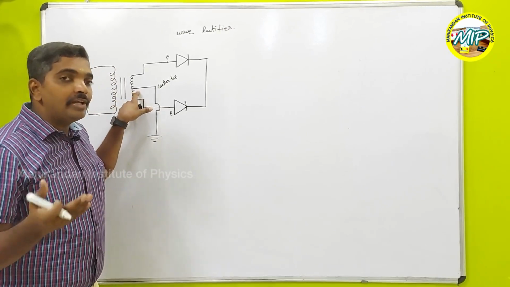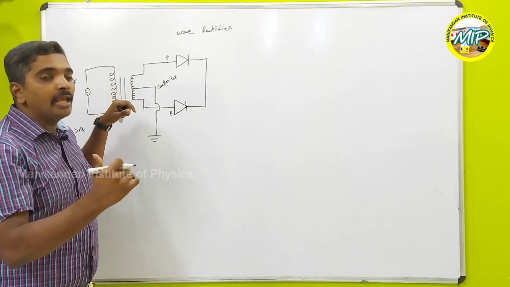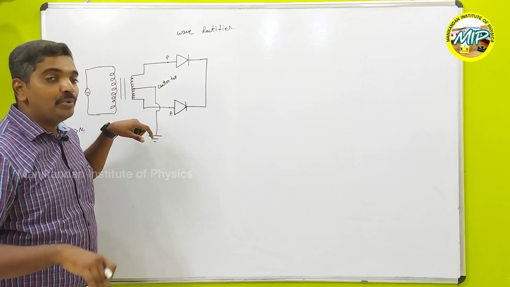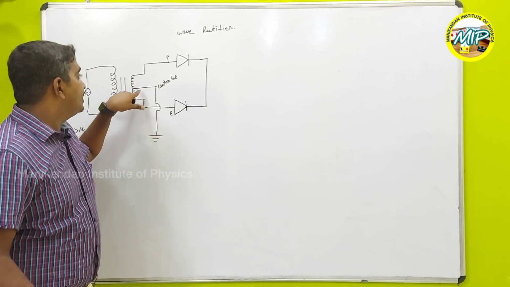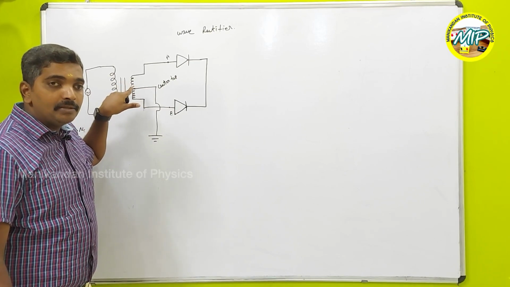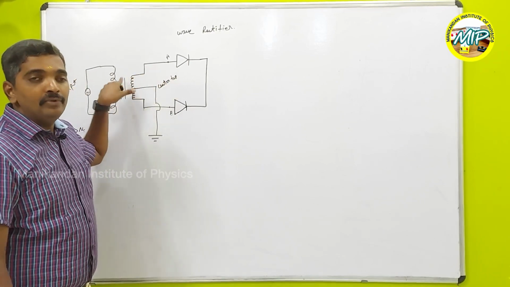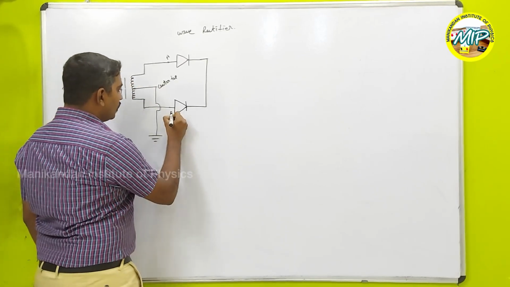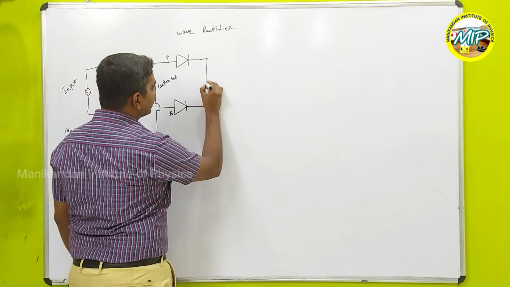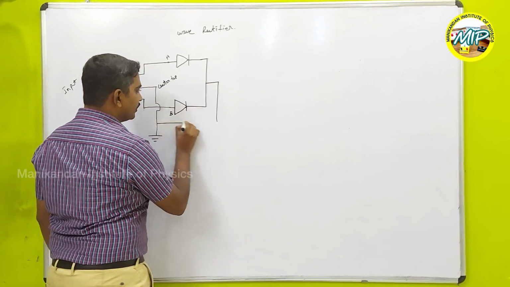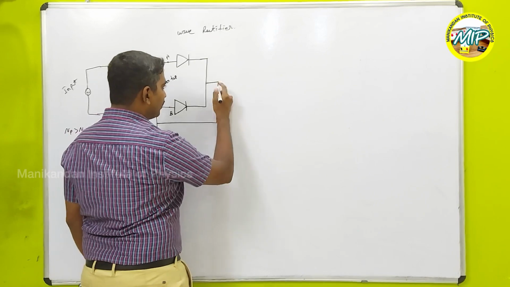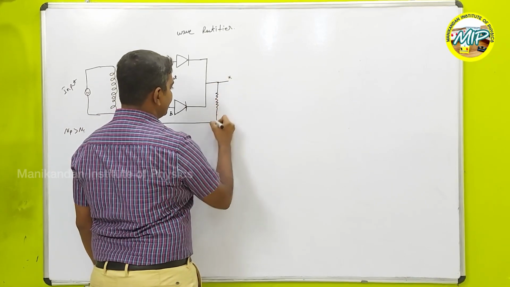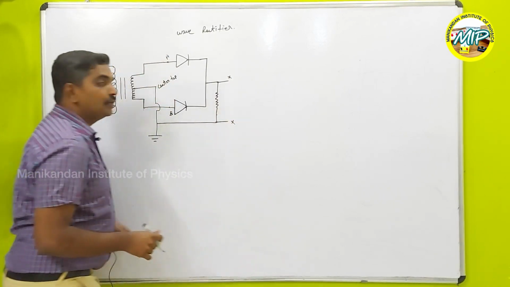So in the previous case we were taking the reference point with respect to B, A with respect to B, but in this problem we are going to take the reference point as my center tap. With respect to the center tap, is this positive or negative? With respect to the center tap, is this positive or negative? So I will explain. Next I am going to take one connection from here and one connection from here. So I am going to take my output. This is my X, this is my Y.